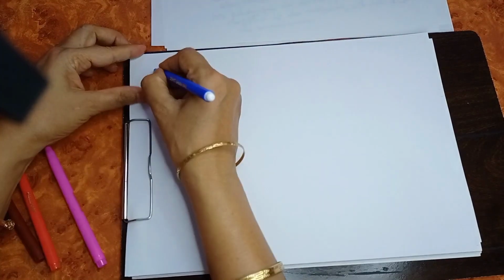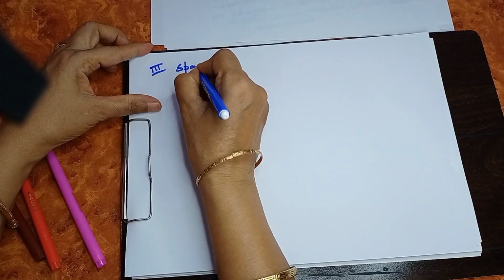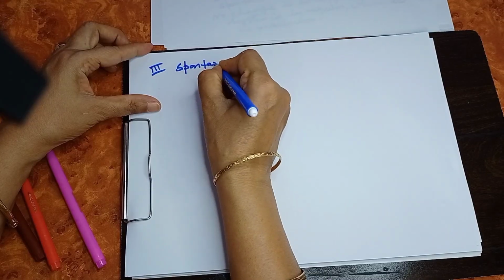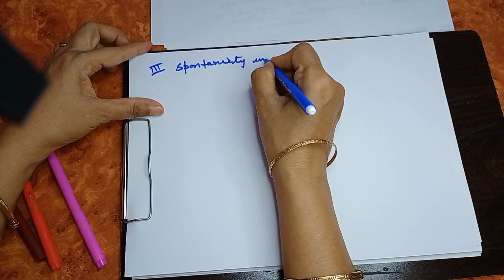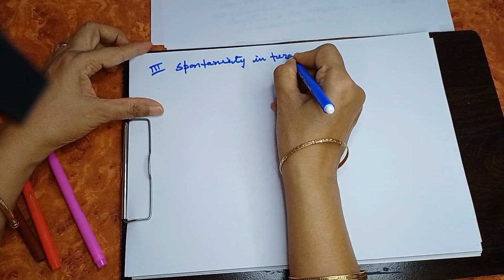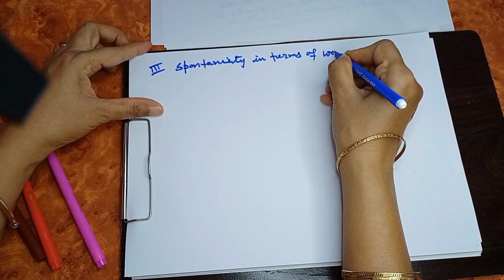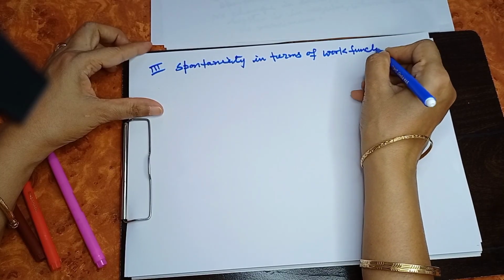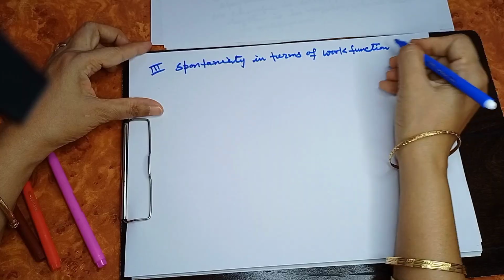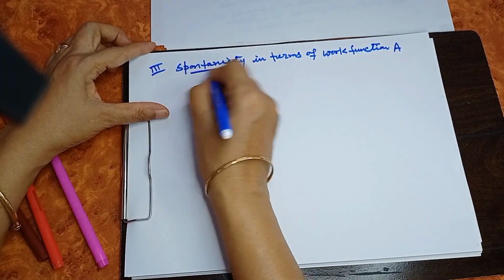The third one is spontaneity in terms of work function or Helmholtz free energy function A. Okay, so let's see.